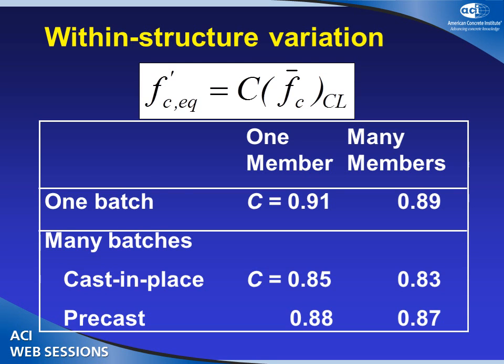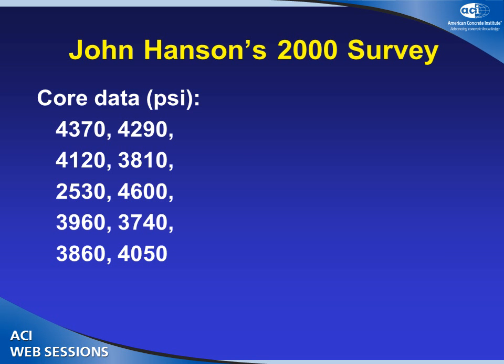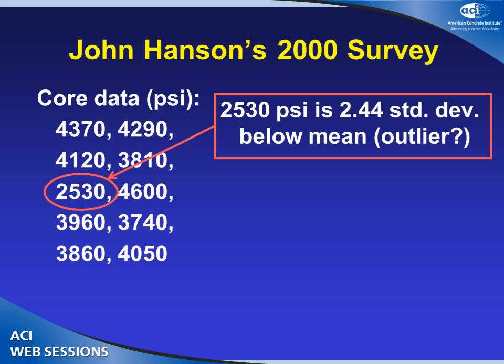These are data from John Hansen's survey. He posed the question to say, here are 10 core strength test values. And as you look at those numbers, it's a beautiful data set because there's one number in there that is arguably an outlier. Most of these numbers are between 3,800 and 4,400 psi, but there's this one 2,500 psi number in the mix. Okay? This is chillingly realistic, unfortunately.